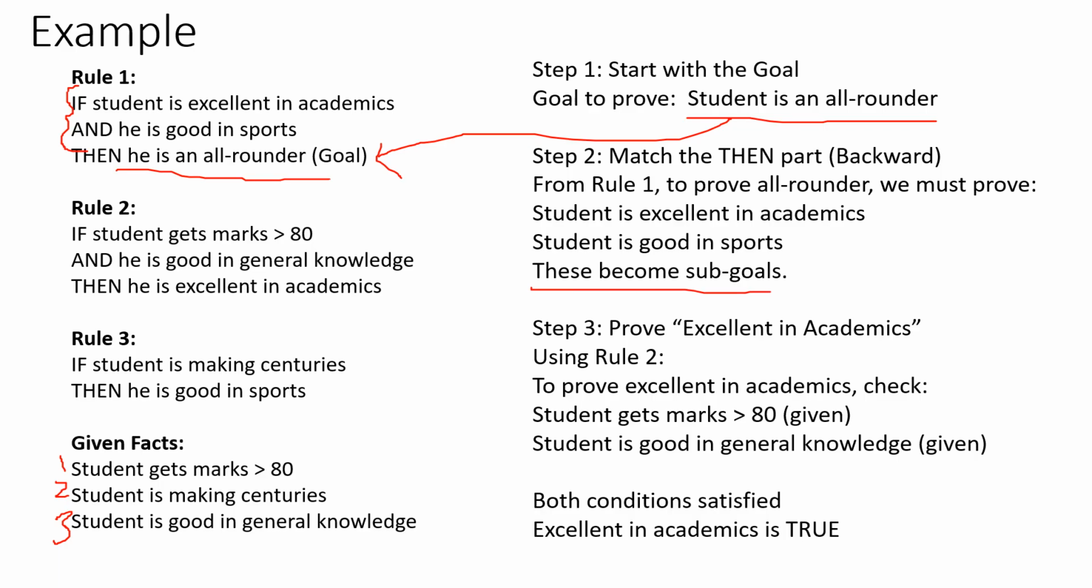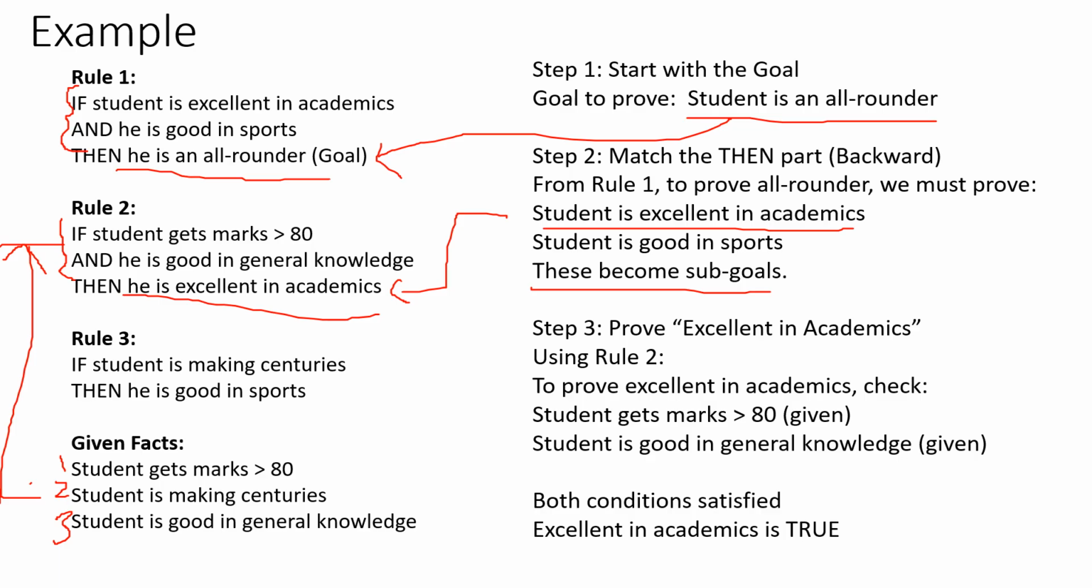Then again we will check whether these sub goals are available in any other rules in the then part. So we will check the first one, student is excellent in academics. Is this available in any then part? Here you can see this is available here. So we will check there are two conditions: if student gets marks above 80 and he is good in general knowledge. These facts are available in the working memory. So these two facts are true, then we can conclude that this sub rule, student is excellent in academics, is true.